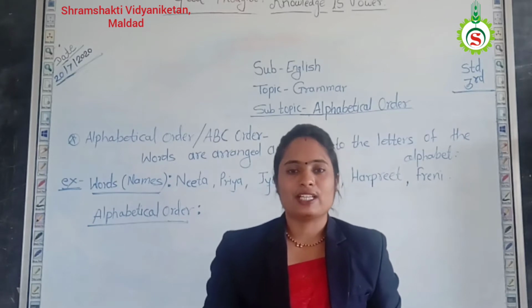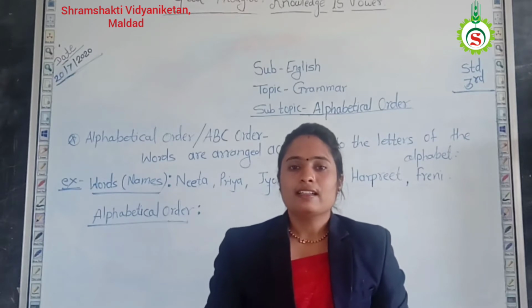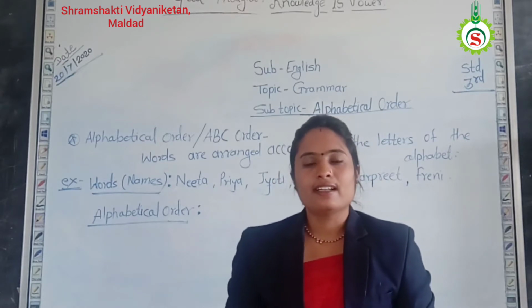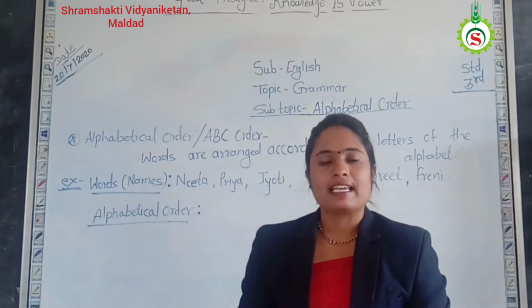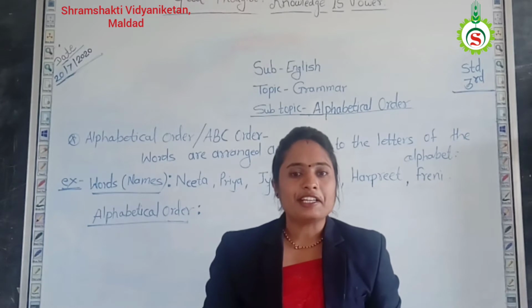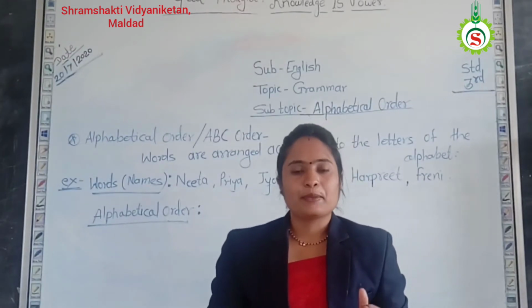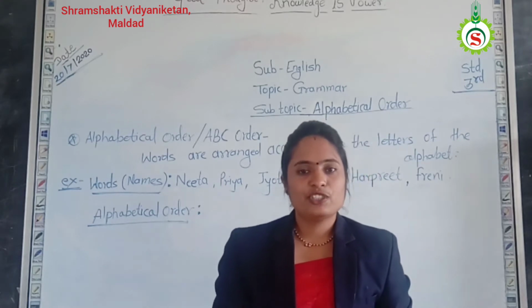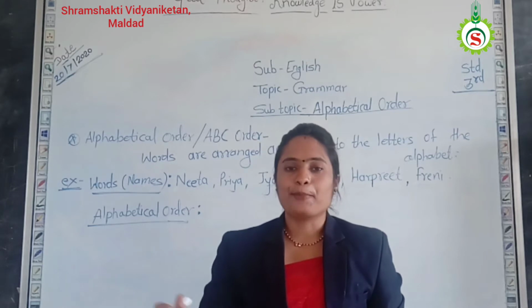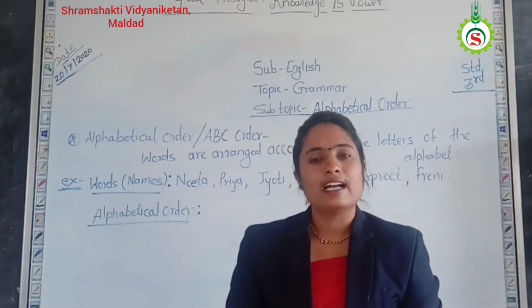In the previous lecture, we completed the noun topic. Today, we will learn what alphabetical order is and how to arrange words in it. Alphabetical order means ABC order. In English, there are 26 alphabets: A, B, C, D, E, F, G, H, I up to Z. These are all the 26 letters of the alphabet.